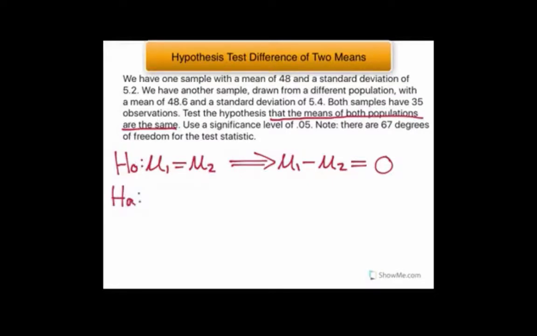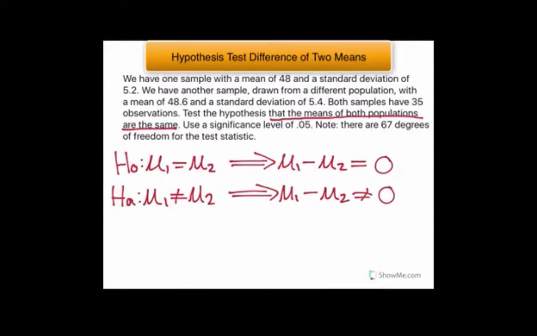Our alternative hypothesis then is that mu1 is not equal to mu2, or that their difference is not equal to 0. And this is called a hypothesis test for the difference in two means.